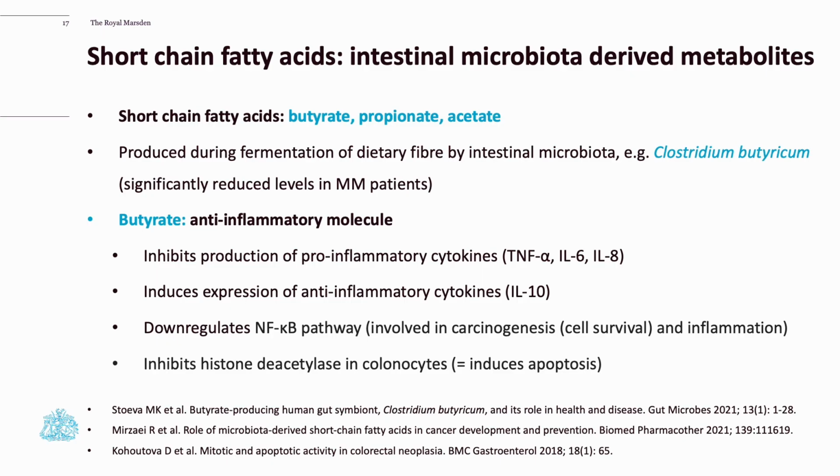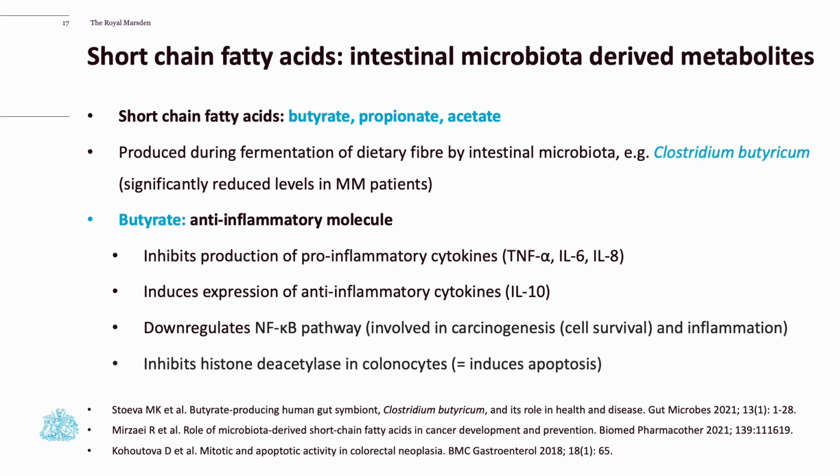Short-chain fatty acids are really very interesting metabolites. We will speak mainly about butyrate. They are produced during fermentation of the fiber which we eat. And there are some specific intestinal bacteria, and I will speak about Clostridium butyricum, which leads to the production of butyrate. Butyrate is an anti-inflammatory molecule. It does inhibit production of pro-inflammatory cytokines. It does induce, on the contrary, the expression of anti-inflammatory cytokines.